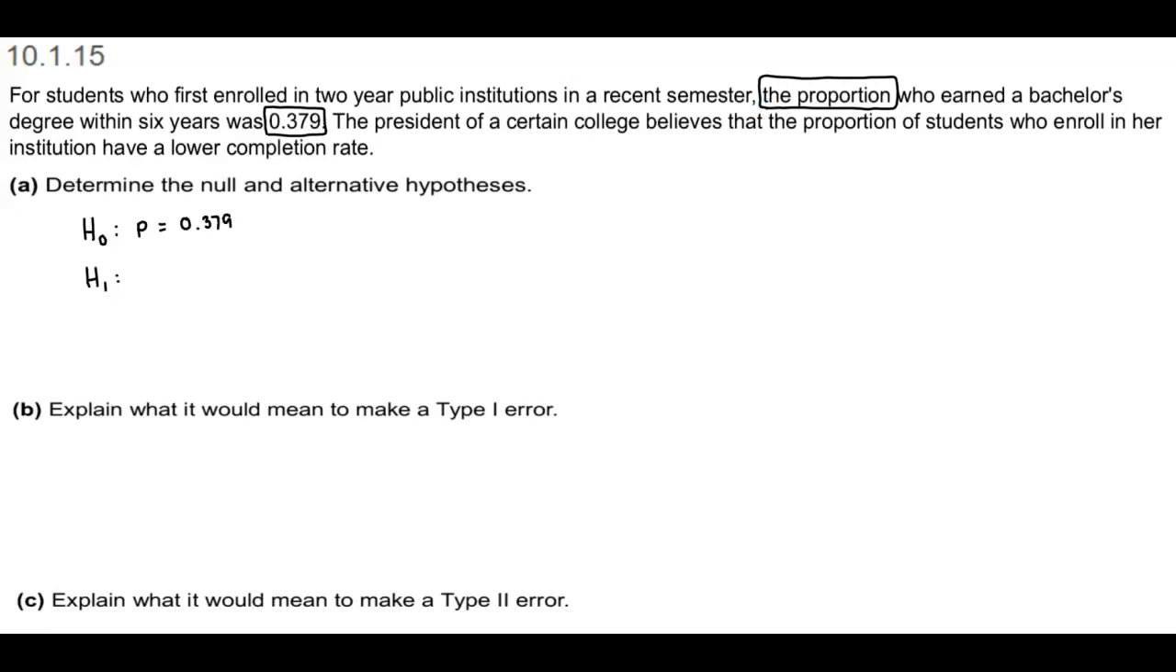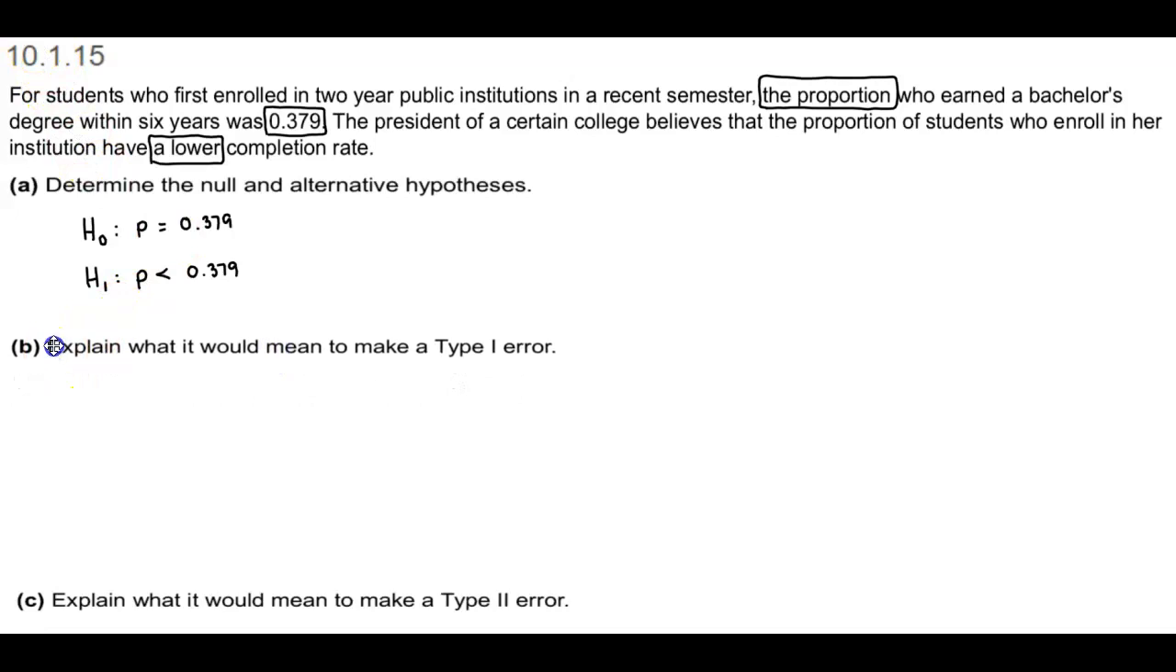Now, the alternative hypothesis is a statement to also be tested. It is a statement of inequality. We are trying to find evidence for the alternative hypothesis. It says here that the president of a certain college believes the proportion of students who enroll in our institution have a lower completion rate. So that tells us that the inequality is going to be less than. So p is going to be less than 0.379. Therefore, this represents the null and the alternative hypothesis.